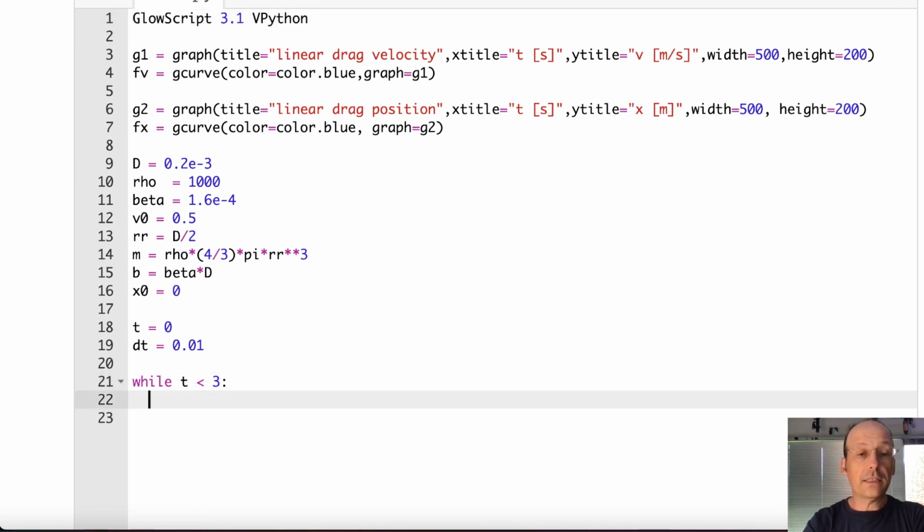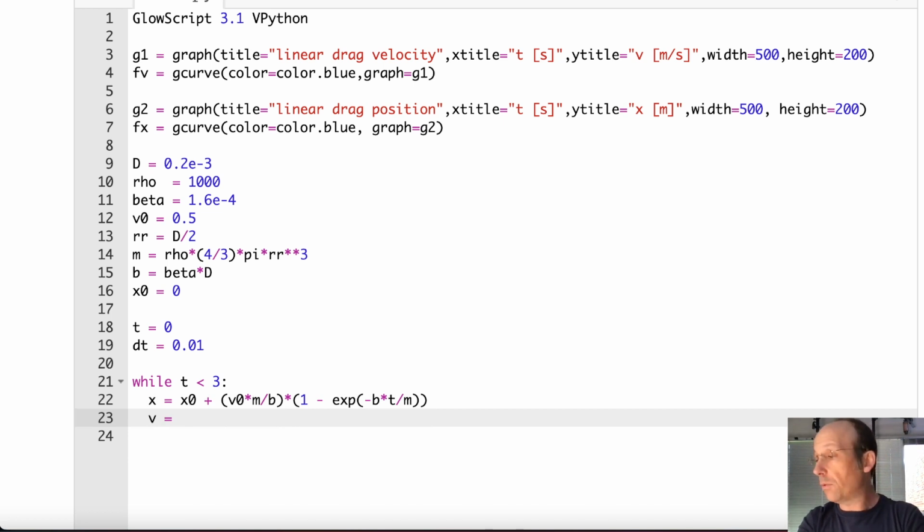Okay, so while t is less than 3, the first thing I'm going to do is to calculate x. I know my equation for x. I'm looking at my equation for x right here. I'm going to just go ahead and say x equals x0 plus v0 times m divided by b. I'm going to put that in parentheses just so it looks the way I like it to look. Times 1 minus exp, and then everything raised to negative b times t divided by m. That's it. And then v is going to be equal to v0 times exp of negative b times t over m.